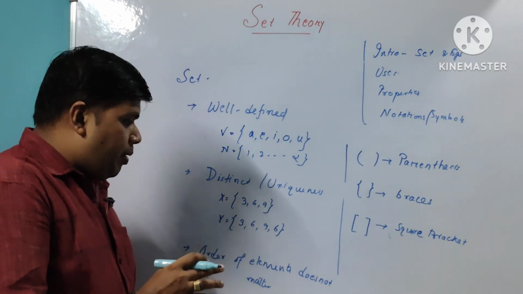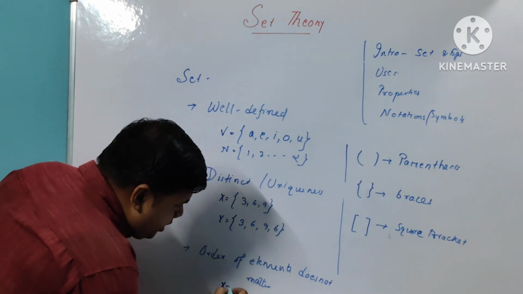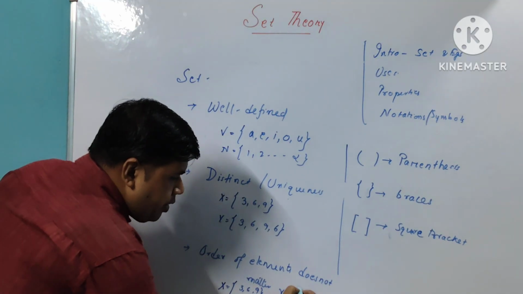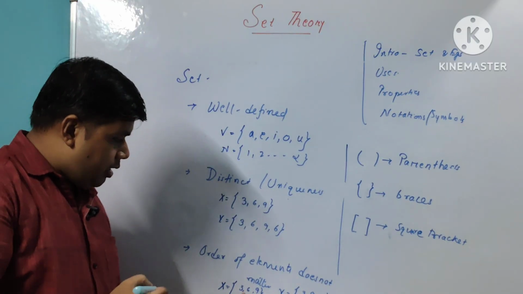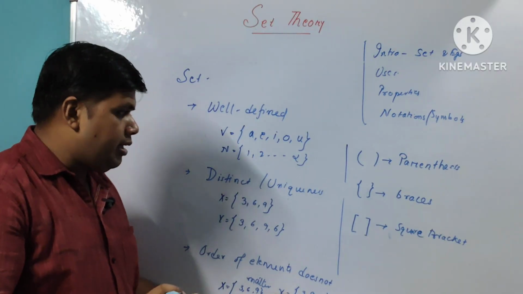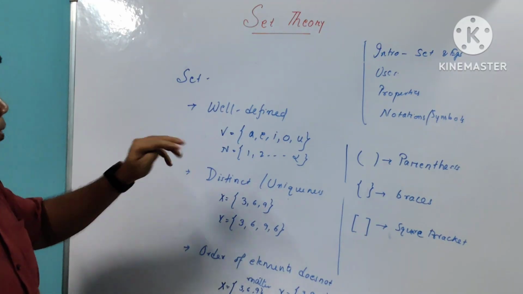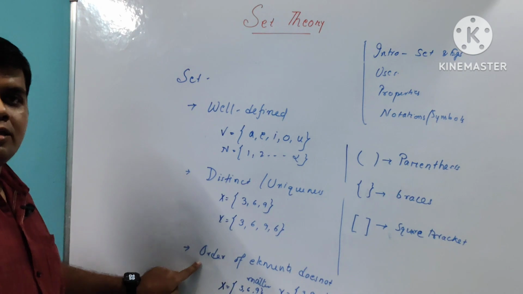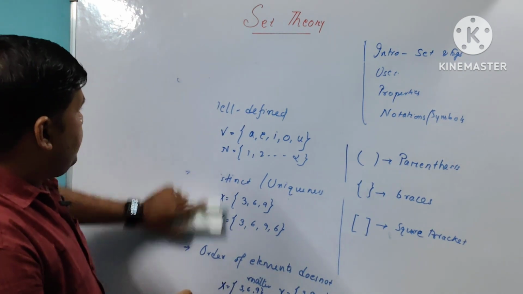The third property is that the order of the elements doesn't matter. Say we have a set X having elements 3, 6, 9, and another set Y having elements 3, 9, 6. Although the elements have been placed differently, the two sets are the same. So there are three properties: well defined, distinct or uniqueness, and the order of the elements doesn't matter.